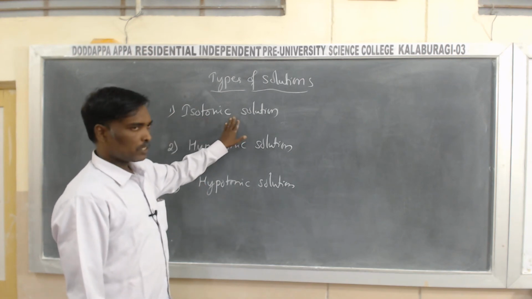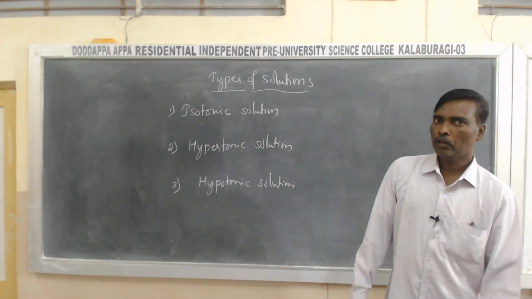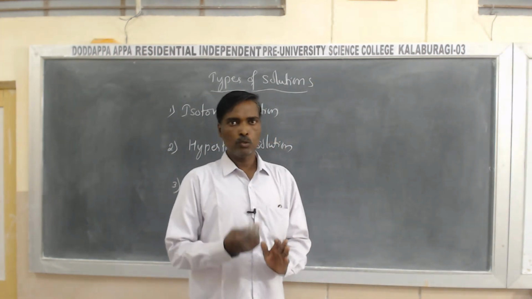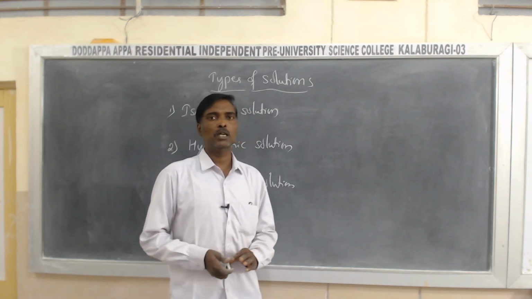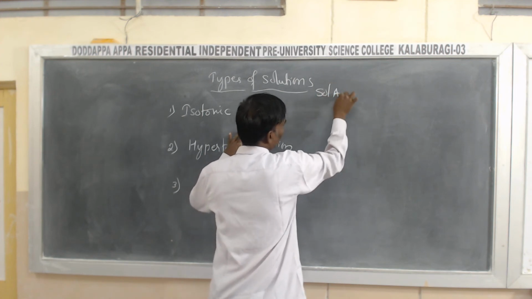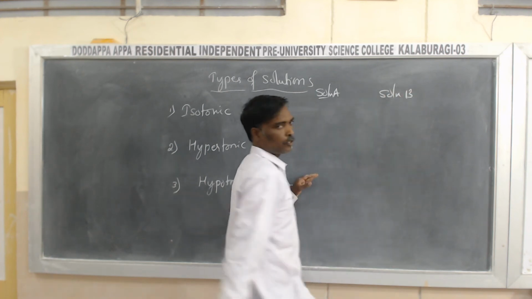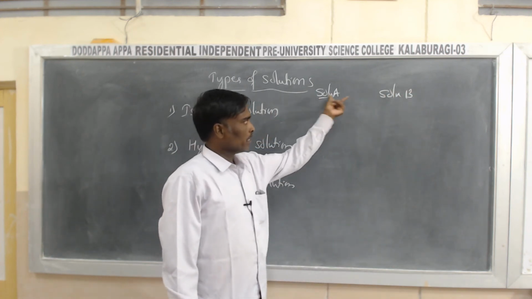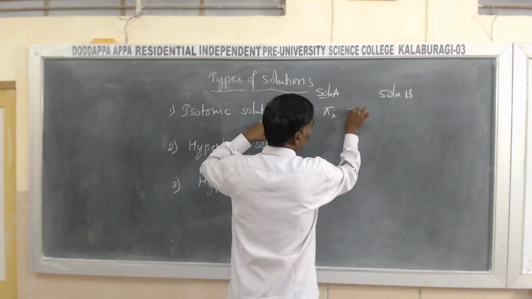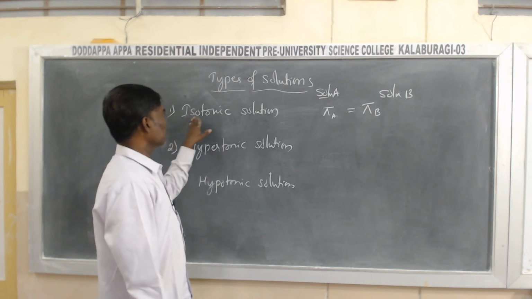First, let me go with what isotonic solutions are. Isotonic solutions are those where the osmotic pressures of the two solutions are the same. Such solutions we call isotonic. For example, there are two solutions, solution A and solution B. If the osmotic pressure of solution A is equal to the osmotic pressure of solution B, then such solutions we call isotonic solutions.